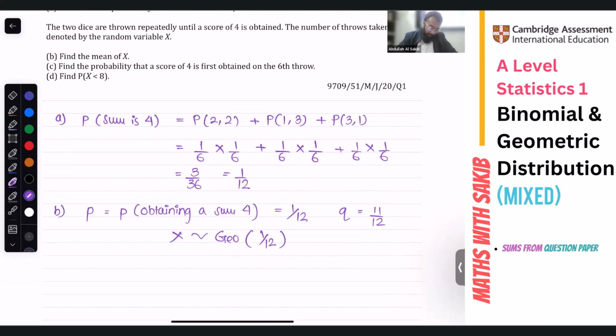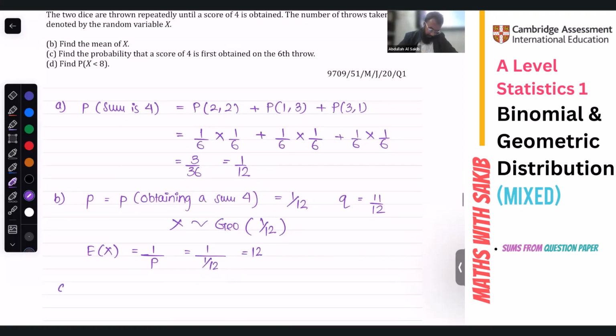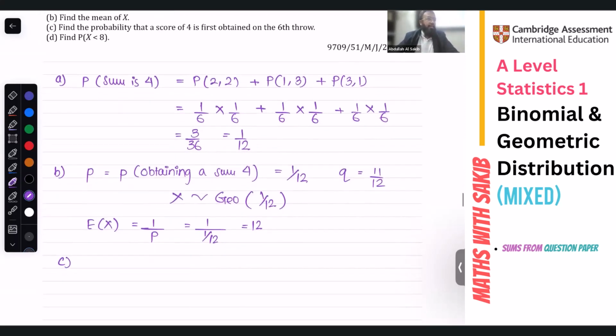So number B, the mean of x. So we have to find EX. What's the formula for EX in geometric distribution? 1 by P. So 1 over 1 by 12, that's 12. Number C, find the probability that a score of 4 is first obtained on the 6th throw. First obtained on the 6th throw, that means x equals 6. Clear? So for the first 5 throws, there was no success, and on the 6th throw, there was success. So 11 by 12 to the power 5 times 1 by 12.